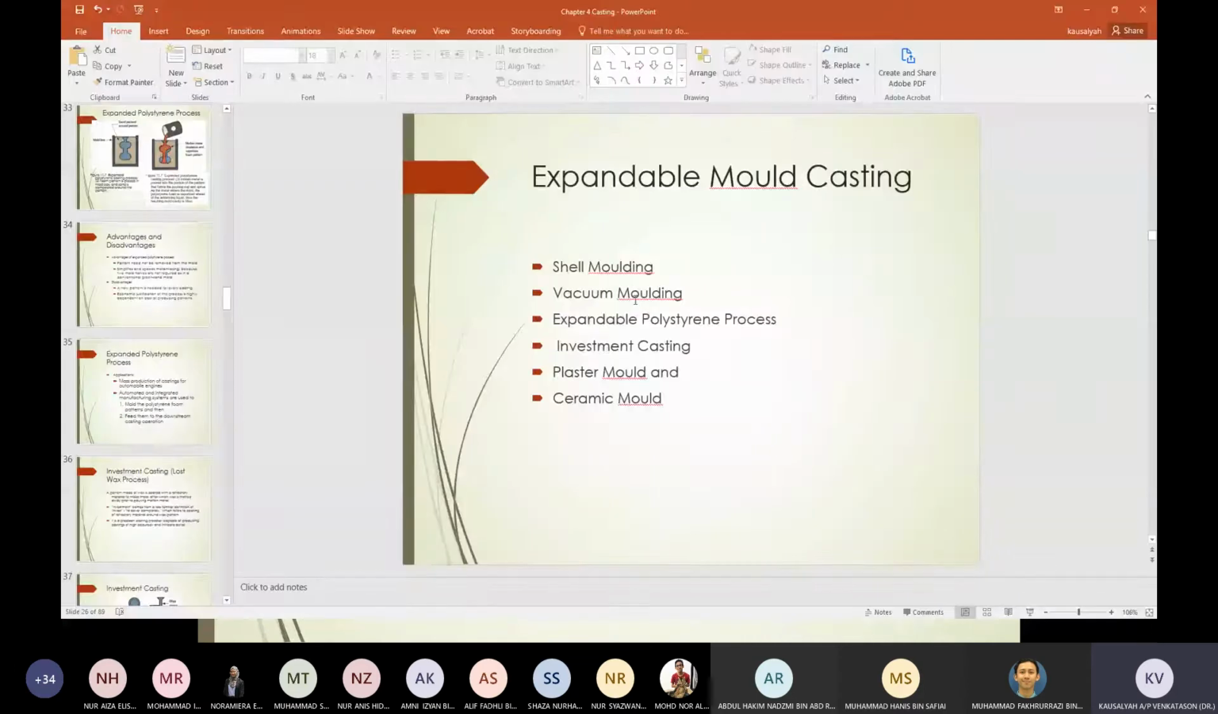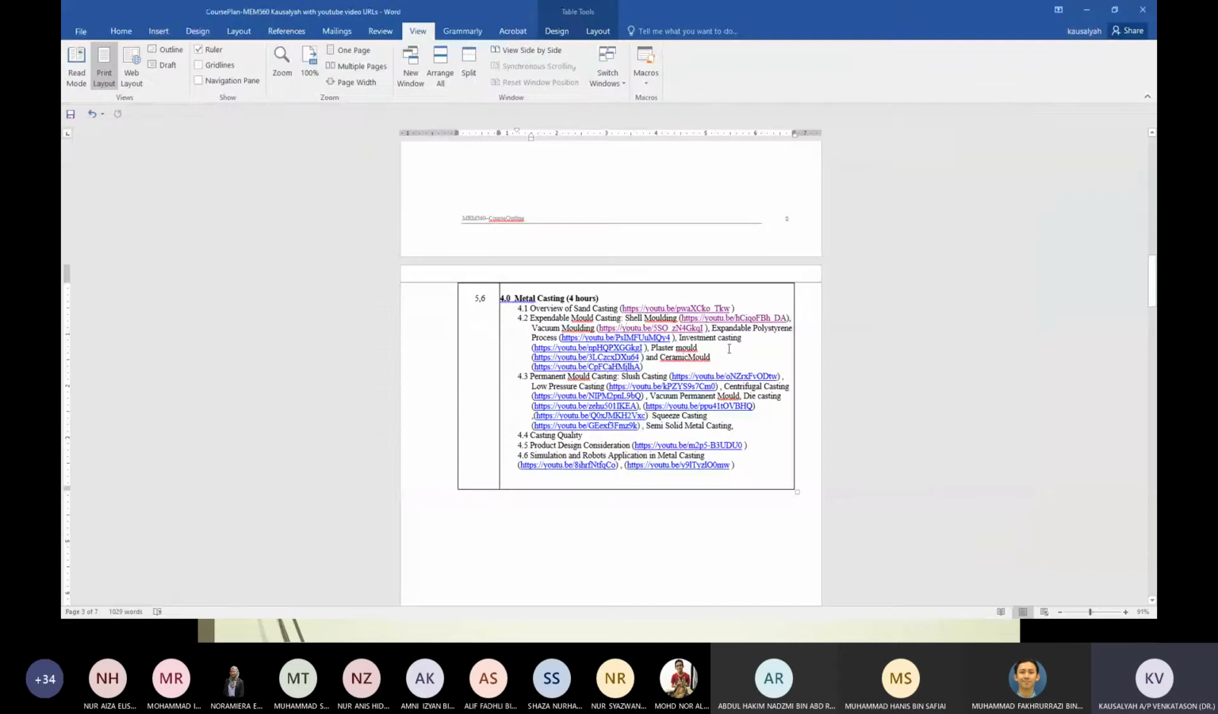So we will add this in, okay? So this was left out, and then the other one is expandable polystyrene process.